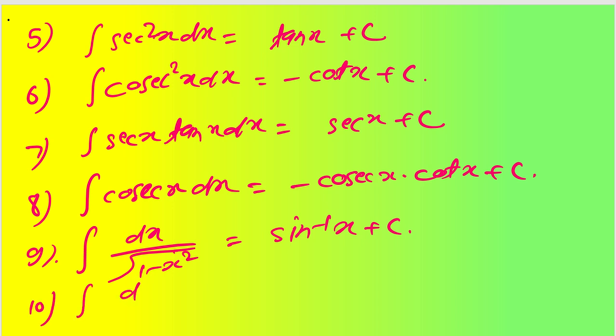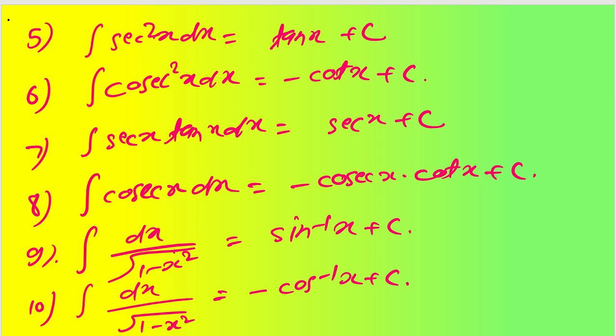Next is integration of, let's say, minus dx by root under 1 minus x square. Two things are there. One was sine inverse x, one was cos inverse x. So cos inverse x was the same, but there was a negative sign. So you can keep the same formula for 1 minus x square, but it can also be written as minus cos inverse x plus c. Okay, so you can see 1 by root under 1 minus x square can be sin inverse x or minus cos inverse x.